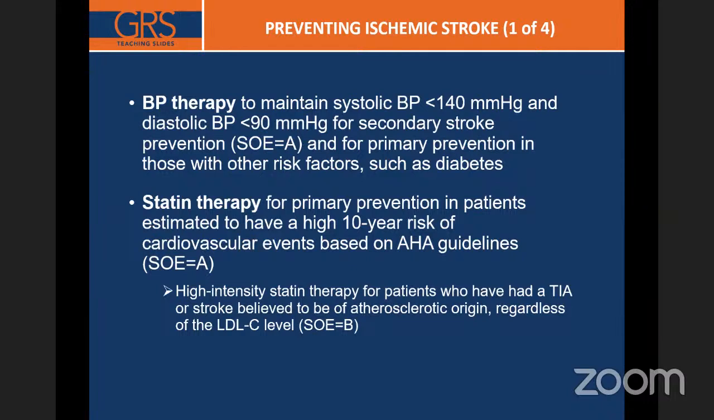Another risk factor is hyperlipidemia, so we should give statin therapy for primary prevention in patients estimated to have a high 10-year risk of cardiovascular events based on AHA guidelines. High intensity statin therapy is given for patients who have had a TIA or stroke believed to be of atherosclerotic origin, regardless of the LDL-C levels.